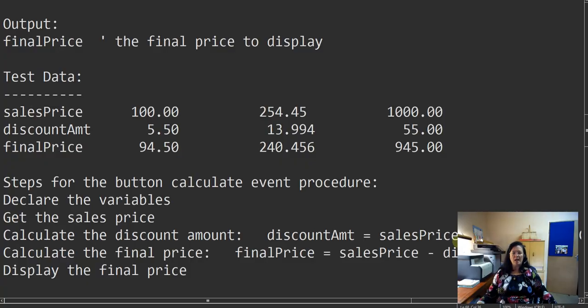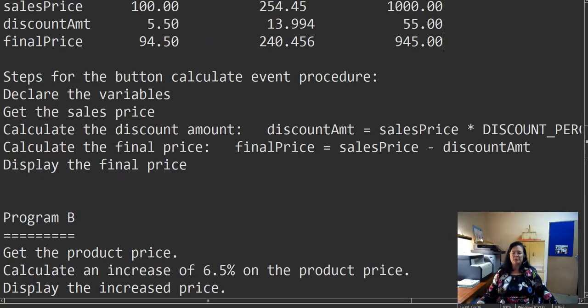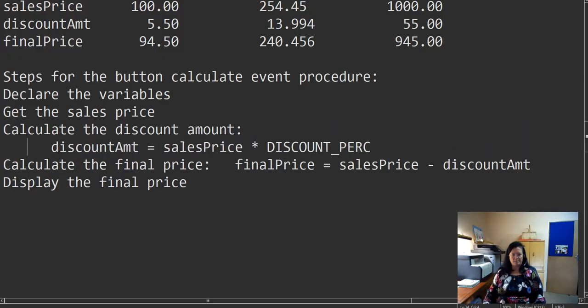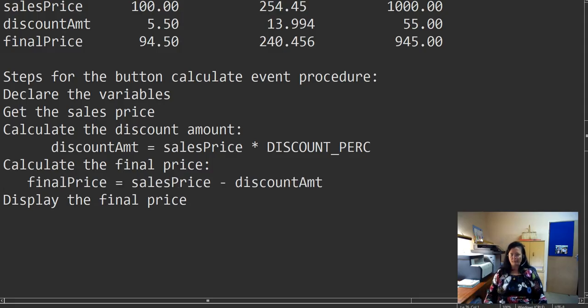Okay, so let's go have a look then at the steps for the button event procedure. First step would be declare the variables. Then I need to get the sales price from the user. Step 3, calculate the discount amount. Step 4, calculate the final sales price. Step 5, display the final sales price.